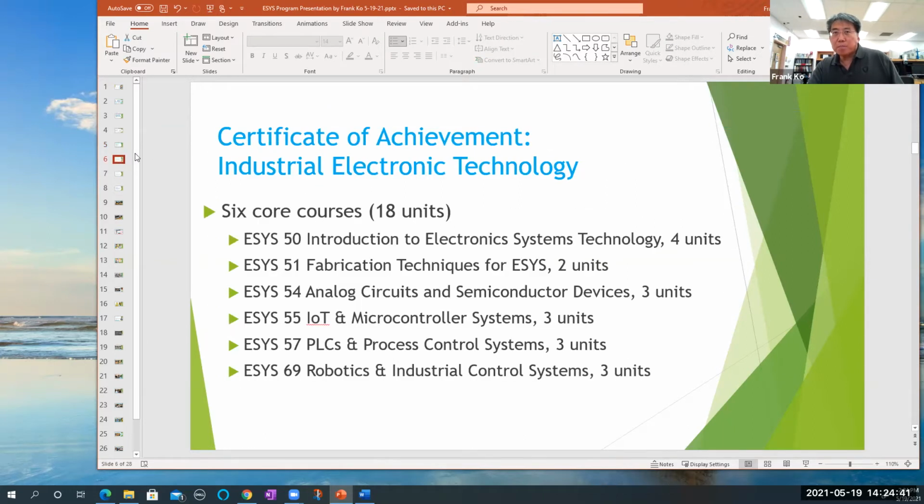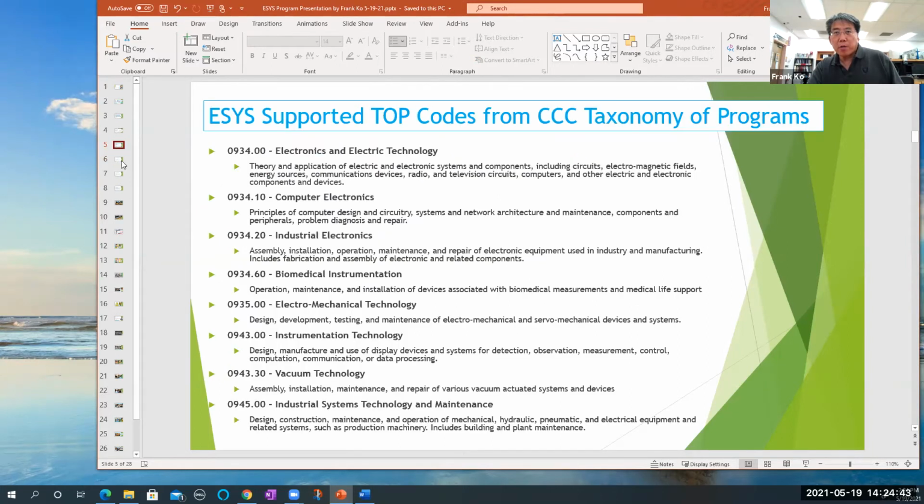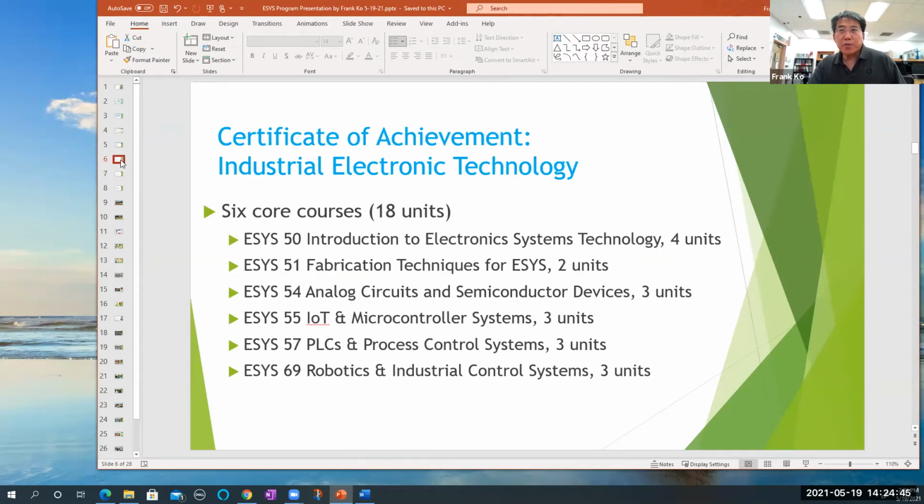Let's talk about our degree and our certificates. So we have a certificate of achievement. All it takes is 6 courses. And for the eager beavers, because of the way that we've set up our scheduling for the courses, this conceivably could be done in 1 year, although most people do this in about a year and a half to get their certificate of achievement in industrial electronic technology.